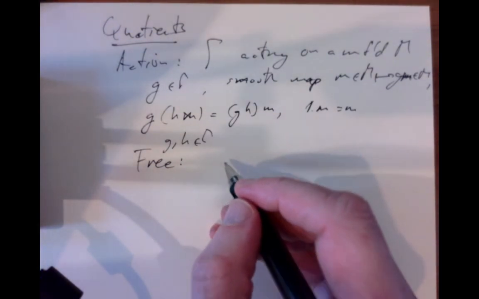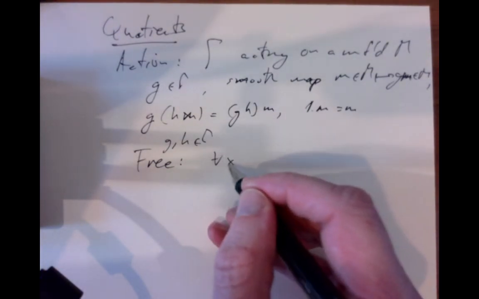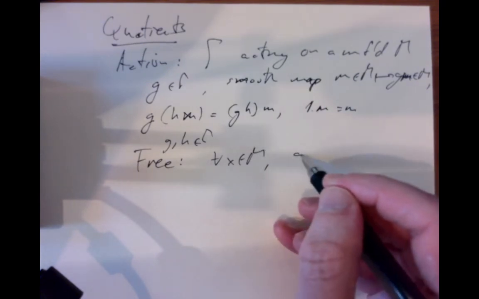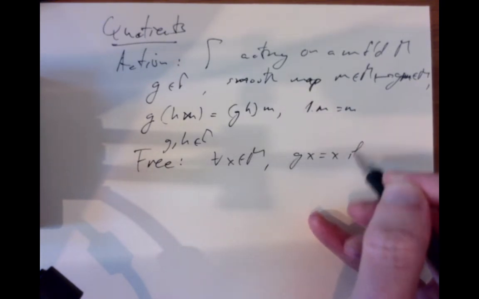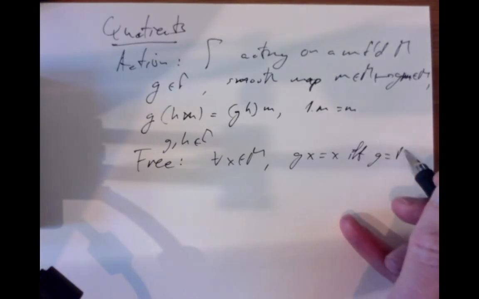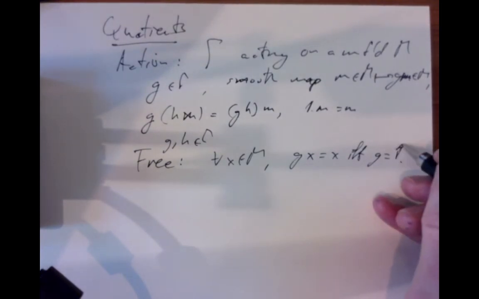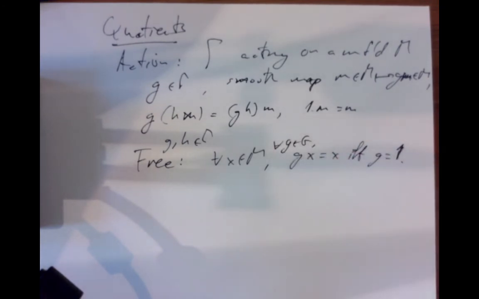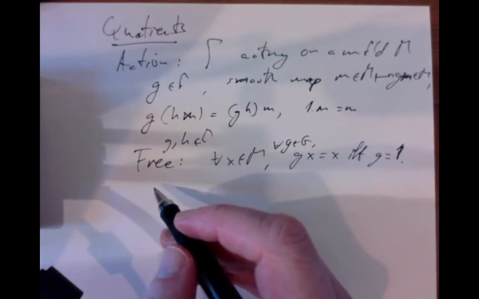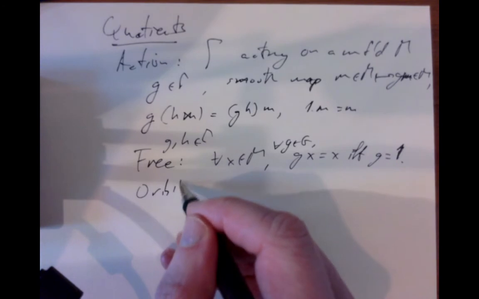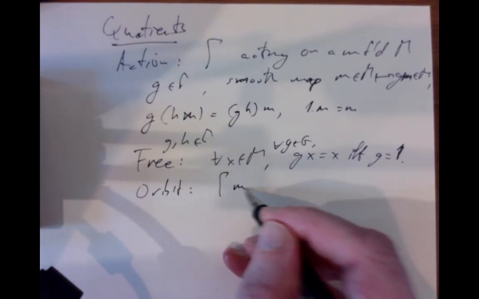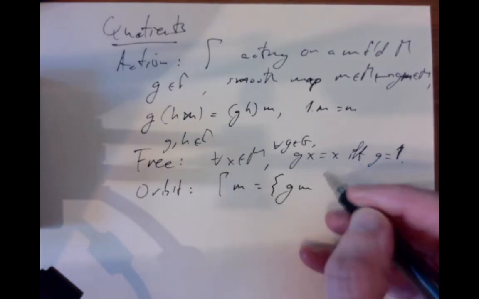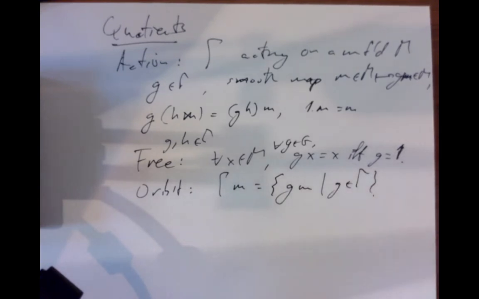And we say that it's free if for any x in M, gx equals x if and only if g is the identity element of the group. I'll write my identity element as 1 in the group. And well, let's say for all g in G. So only the identity element fixes a point. Then the orbits: we write gamma m for the set of all gm such that g is in gamma. That's the orbit of the group, the usual definition of orbit.